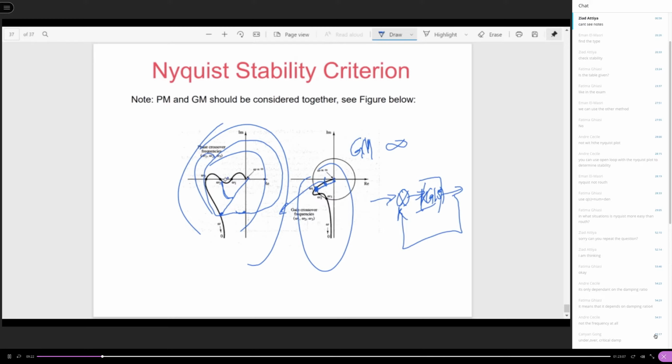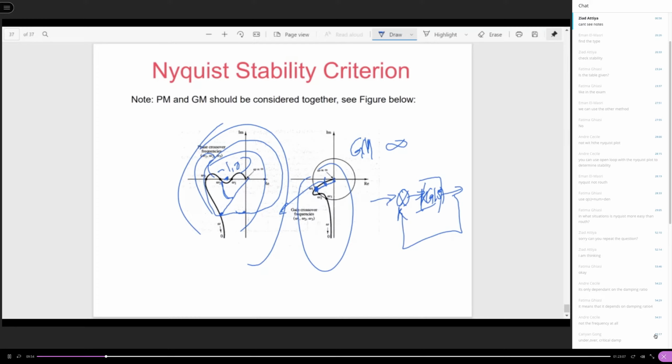Because you see, if the -1, 0 point is here, then you can see that if you just increase the gain a little bit, the encirclement will happen. And if the encirclement happens, the system becomes unstable. So the figure on the left shows the opposite situation: you have a big phase margin, but a very small gain margin, which is also not good.